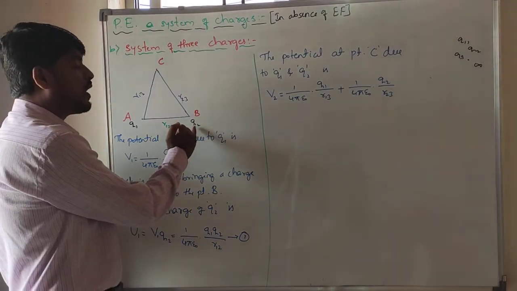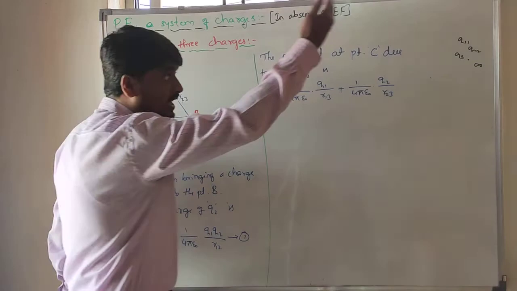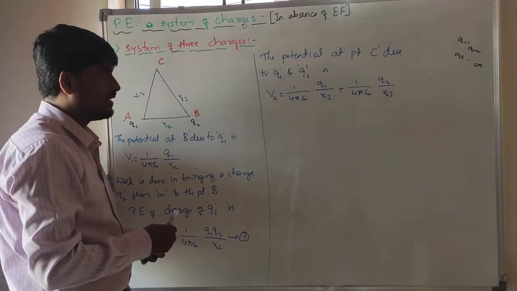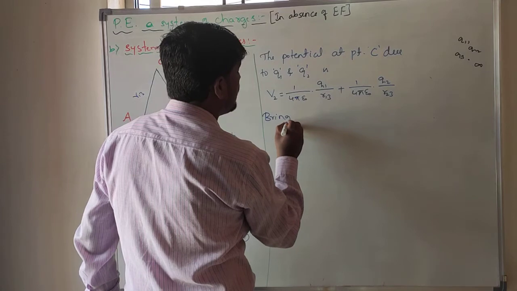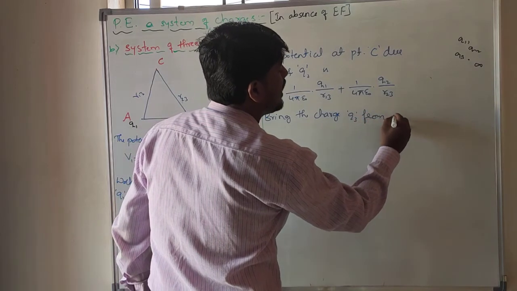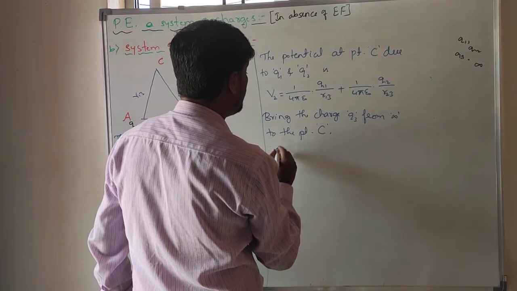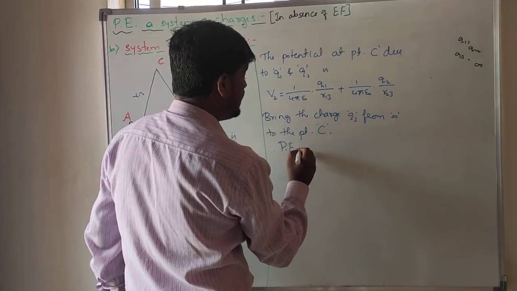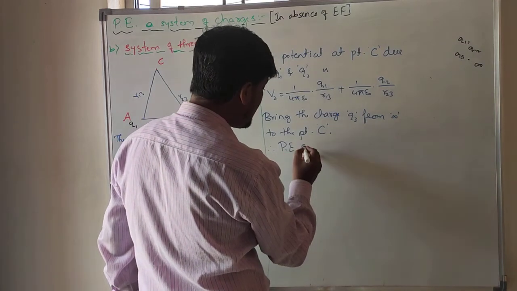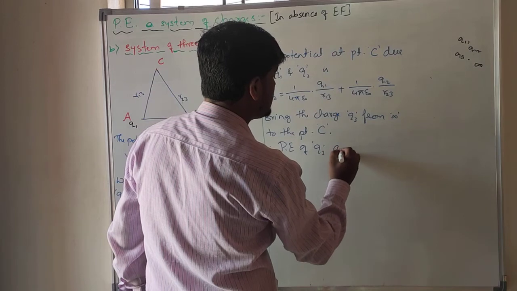So now, as we brought the charge Q2 from infinity after writing the potential, now our job is to bring the charge Q3 from infinity to the point C after writing the potential at point C. Same sentence again: bring the charge Q3 from infinity to the point C. Therefore, potential energy of charge Q3, potential energy of charge at C, right?